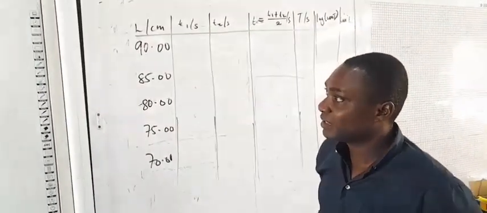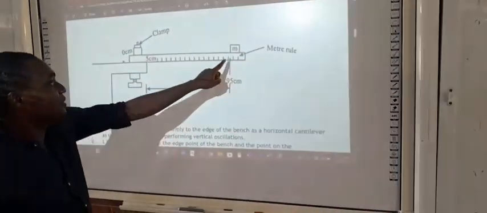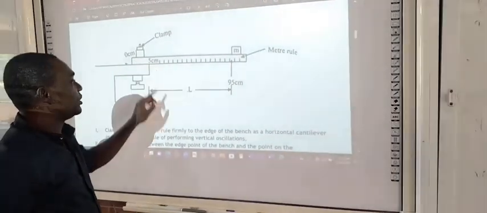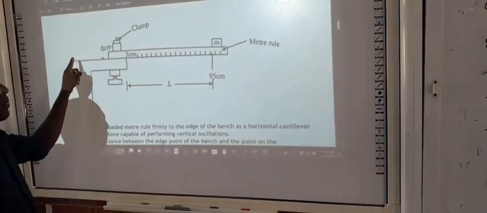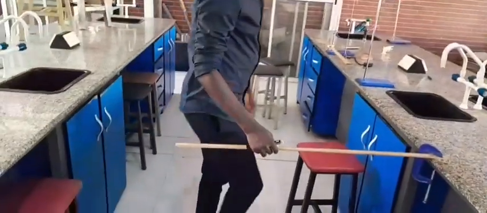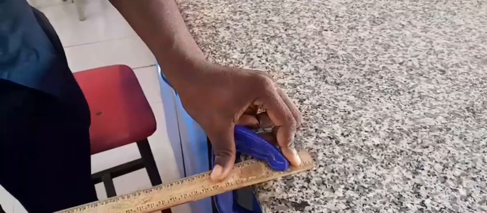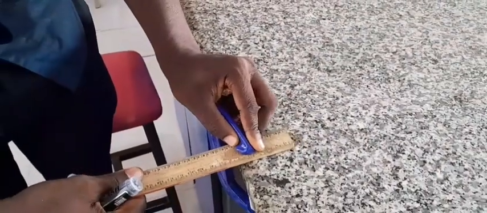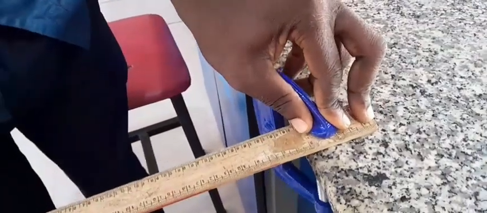So the mass is placed permanently at this. So we have to be moving this inward to reduce the length by 5 cm each. So let's get the setup. So this is our setup. Placed at the 5 cm mark. So this is the 5 cm mark. Okay, the 5 cm mark will be pointed out of the table. So we have this, the mass.